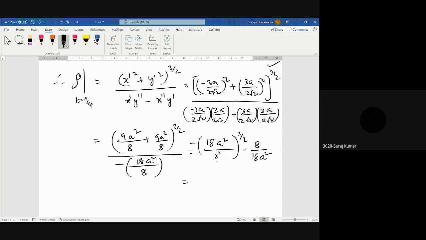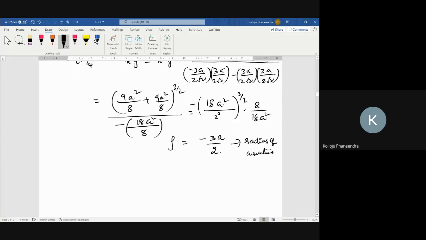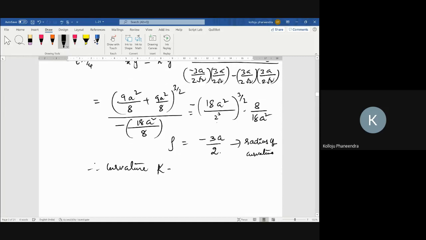The answer is minus 3a by 2. This is rho, this is the radius of curvature. And what is curvature therefore? Curvature K equal to what? 1 by rho. So this is minus 2 by 3a. Minus 2 by 3a. This is one model problem. And next one.